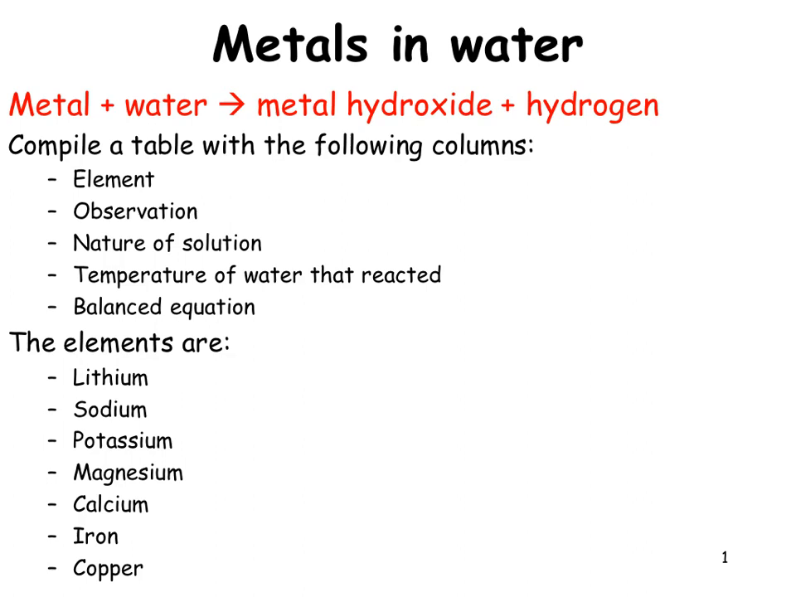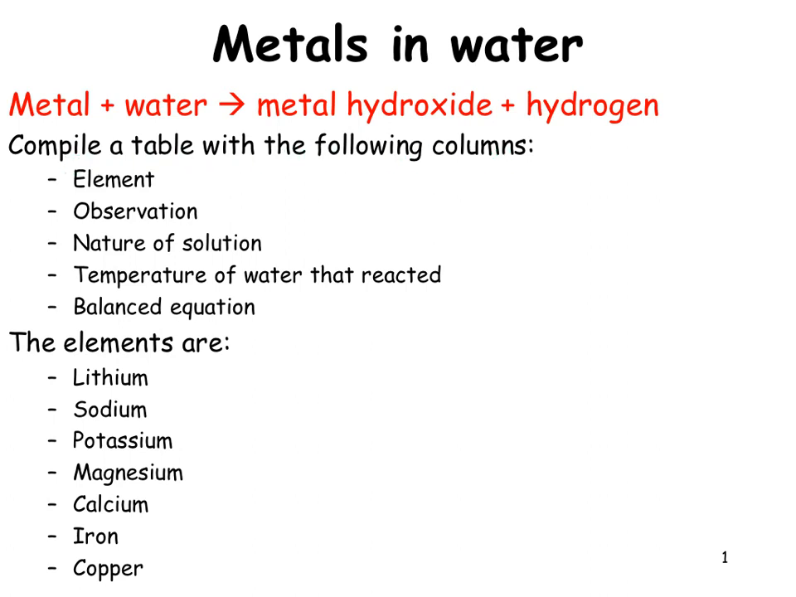When metals are placed into water, they're going to form metal hydroxide and hydrogen. So we're going to look at that as a general equation and then use that as a template for various metals. The metals we're going to look at are lithium, sodium, potassium, magnesium, calcium, iron, and copper.